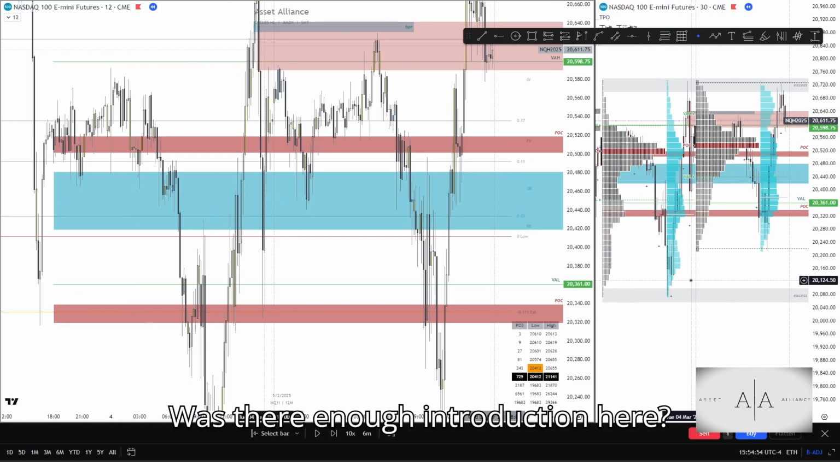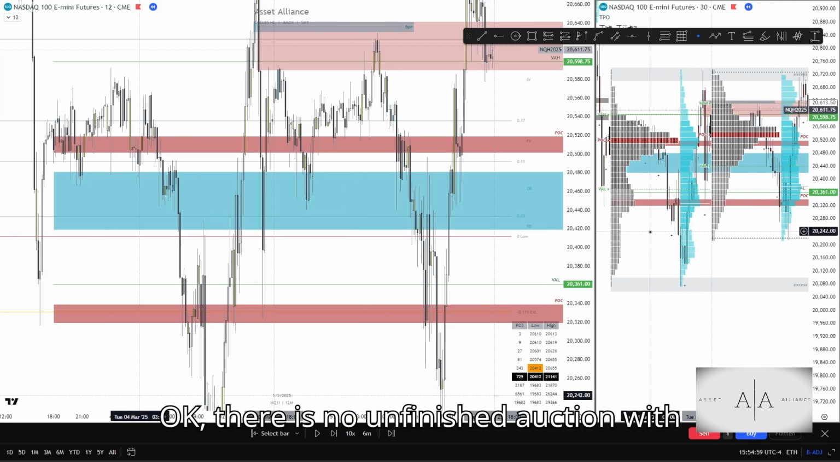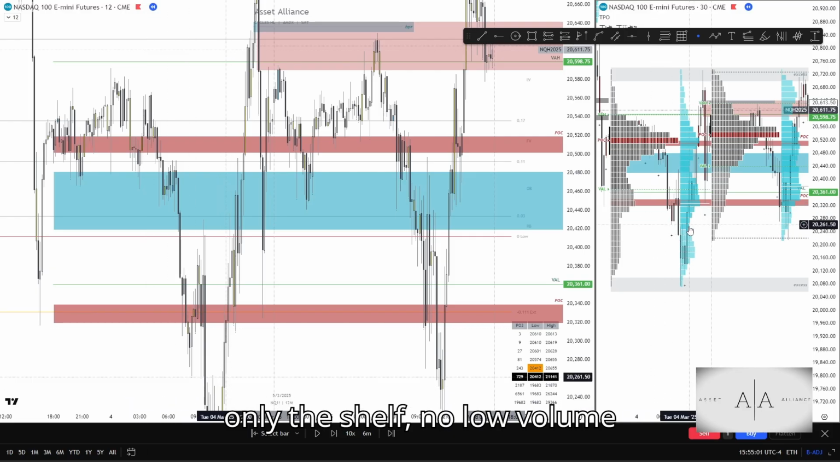was there an unfinished auction here? Okay, there's no unfinished auction. It was only the shelf. No low volume nodes.